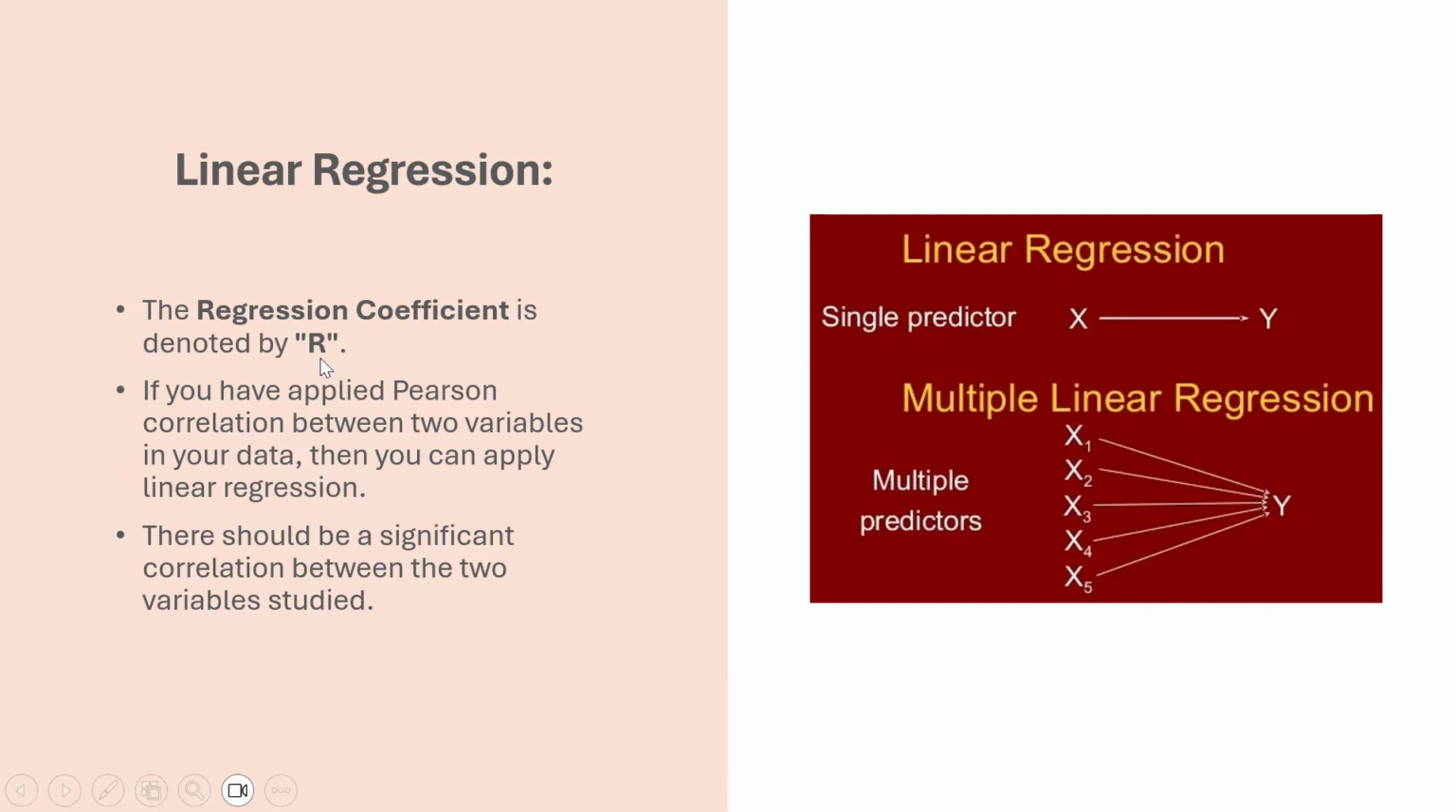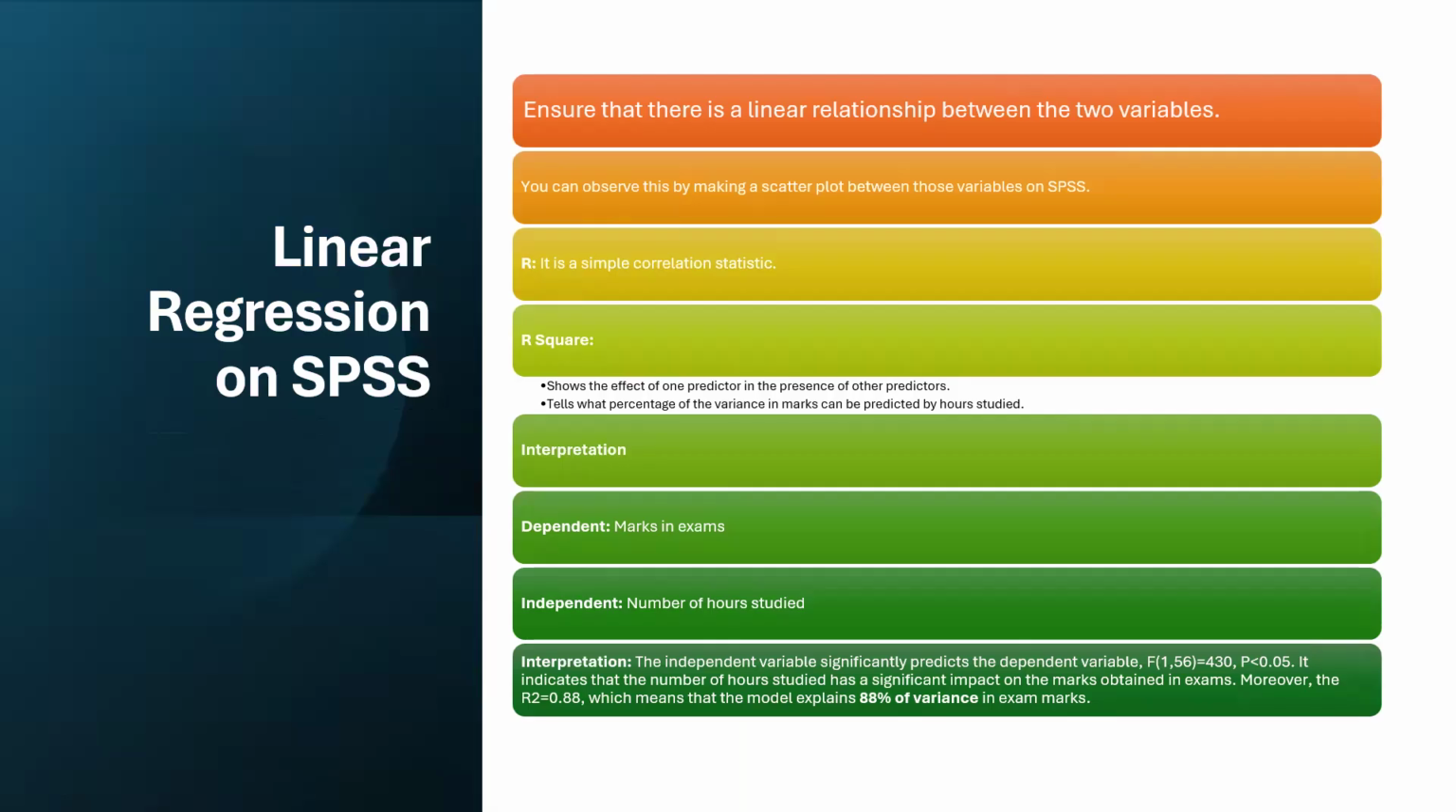It is also represented by the regression coefficient R. And if you have applied Pearson correlation, then you can apply linear regression. So this is a prerequisite. You have to see there should be a linear relationship between them. Then you can go for regression. Okay. Let me apply it. First, ensure that there is a linear relationship.